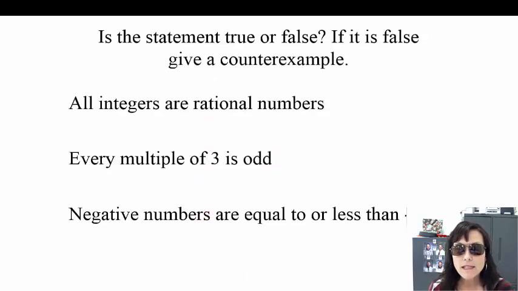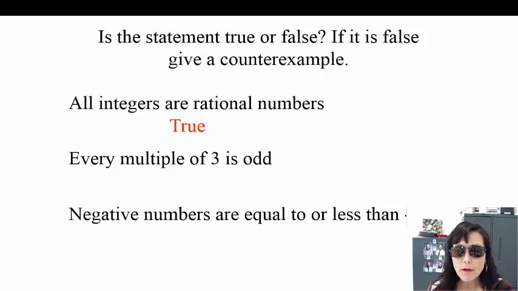In the statement, is the following true or false? And if it's false, give me a counterexample. What is a counterexample? It's something that is the exact opposite that would make the statement false. So after I say each one, you might want to pause your video and see if you can come up with the correct answer before I give it to you. All integers are rational numbers. Is that true or is it false? It's true. And hopefully you got that right.